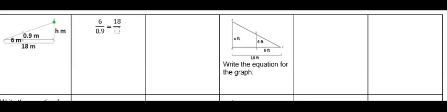Today, we will be remediating your test. The first problem is a similar triangle. So if we look at it, we have this smaller triangle right here, and it's got a 6 and a 0.9. So I'm going to go ahead and put 6 over 0.9.